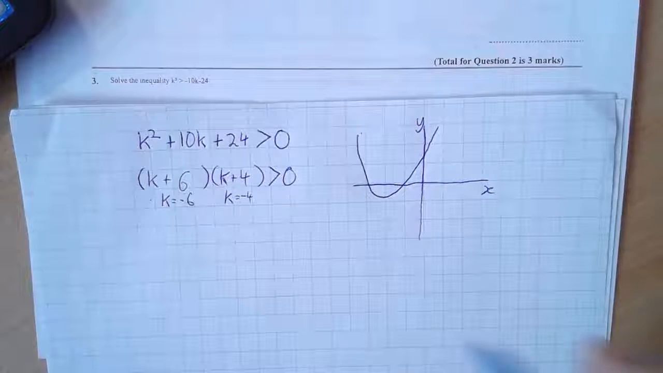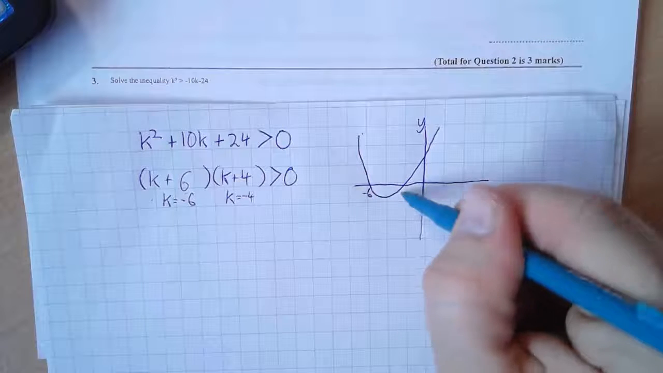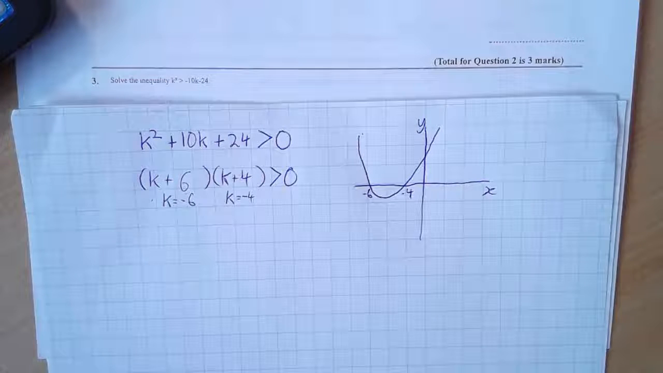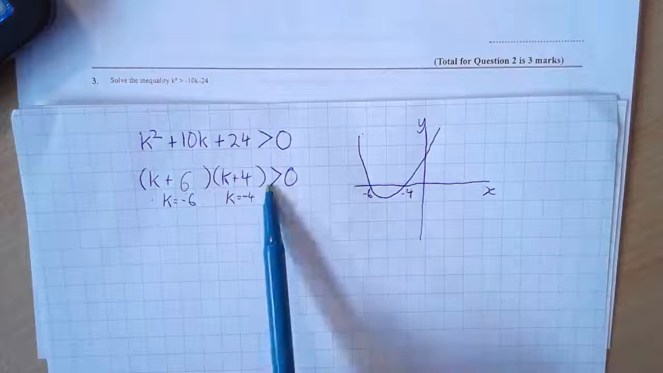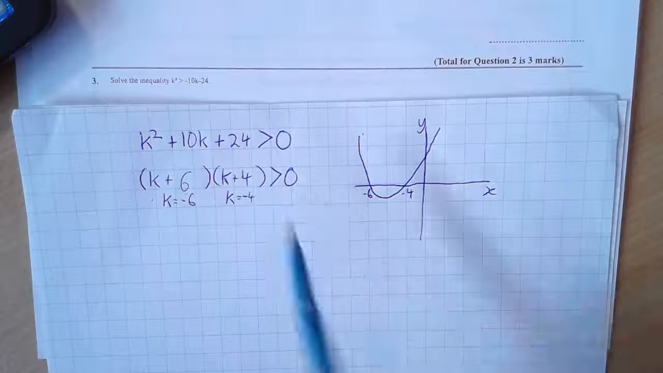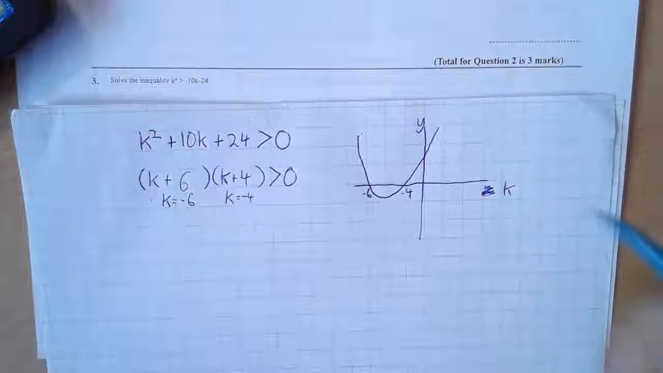Just making a rough sketch of it, this would be minus 6. It's really not accurate at all. It doesn't matter. Minus 6 and minus 4. Now I need to think, so I mean this would be k here really.